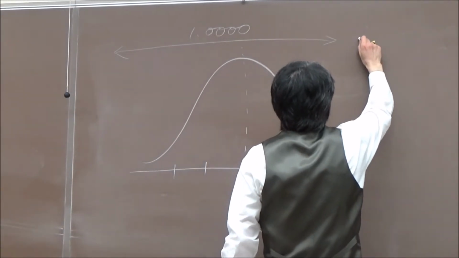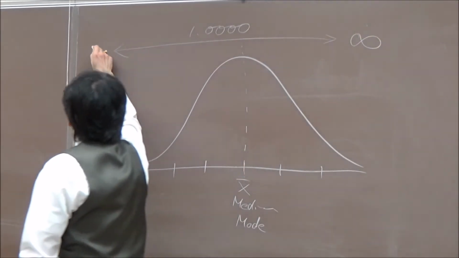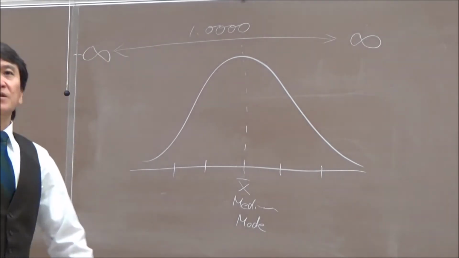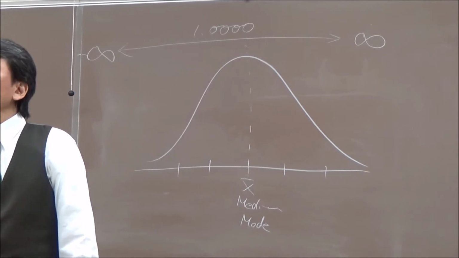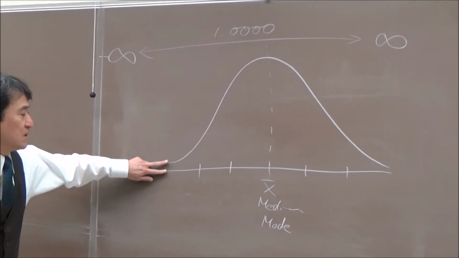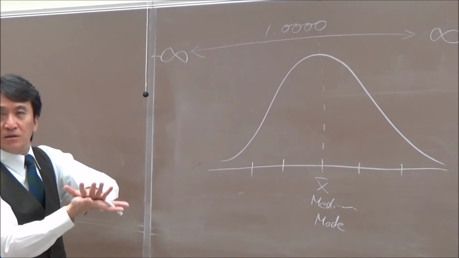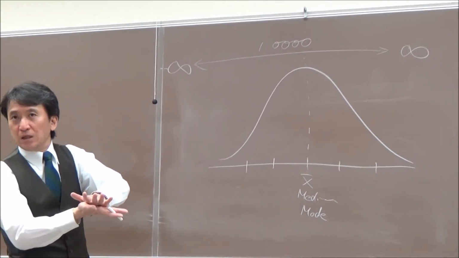Normal distribution ranges from positive infinity to negative infinity, theoretically. Which means that the tail doesn't completely close. Okay?